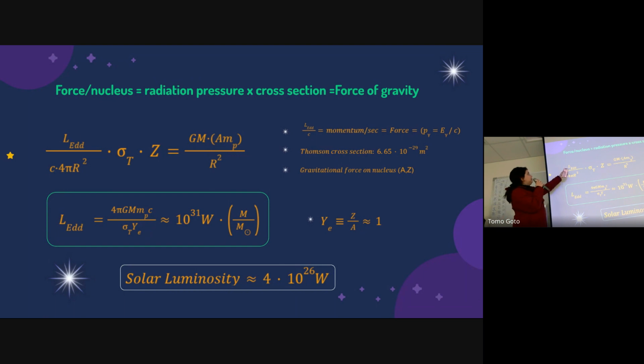If you look at this area, this is luminosity divided by the speed of light. So if we divide energy per second by the speed of light, we get momentum per second, and that's just force. Then the probability that one of those photons will hit an electron is going to be the electron cross-section, which is the Thomson cross-section that I mentioned just now, divided by the surface area of the star.